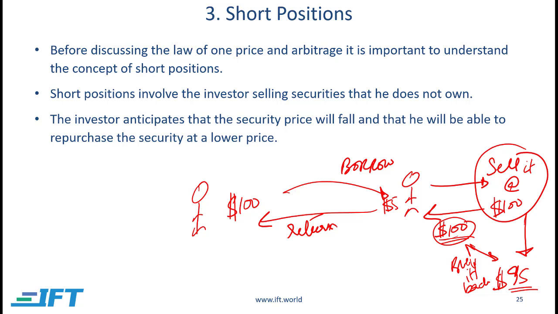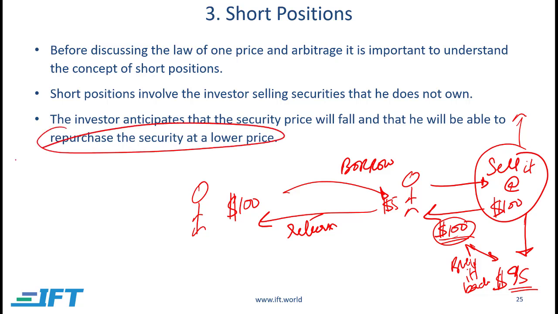Of course this is risky, because what if the bond doesn't go down? What if it goes up? What if interest rates don't change the way I was expecting them to? So short selling is very risky, but this is what it is, right? This is the concept of a short position: you borrow it and you sell it, and then you hope that it goes down so you can repurchase it at a lower price and return it.